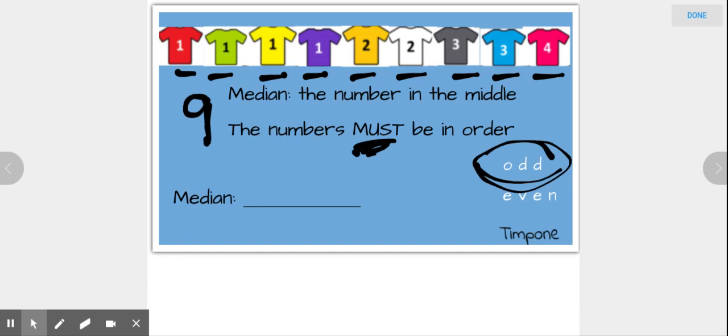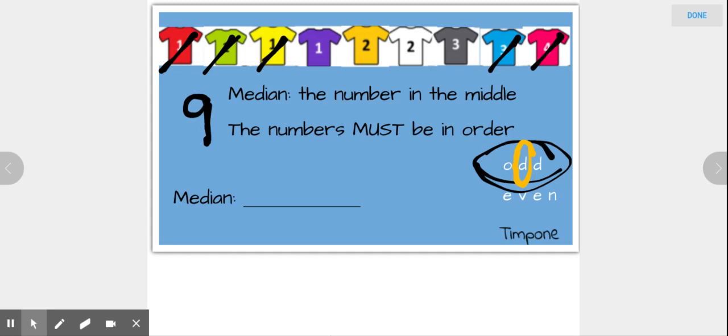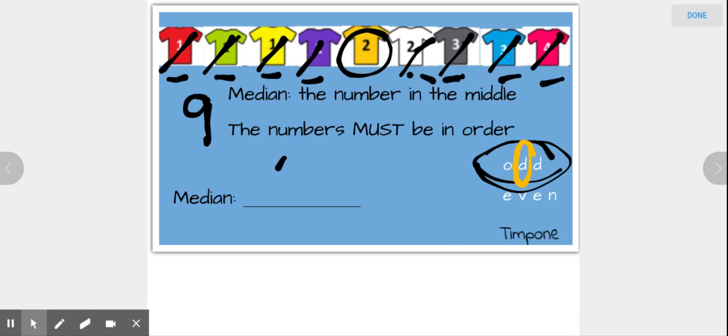So I'm going to show you a little trick. When my set is odd, that means that I will have only one number in the middle. And the word odd has one middle. So when I cross them out, I would get one number in the middle. So I cross little, big, little, big, little, big, little, big, and I get my one number in the middle. I know that I am correct because each side has the same amount on both sides. This has 4 and this has 4. So my median is 2 because that is the middle number. That is my answer for median.